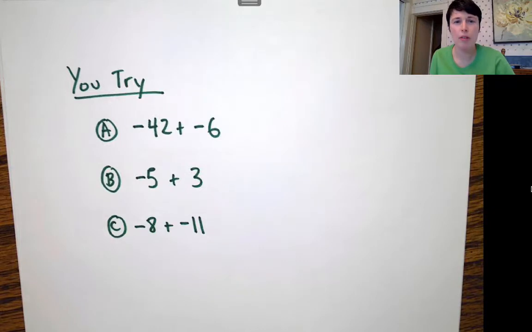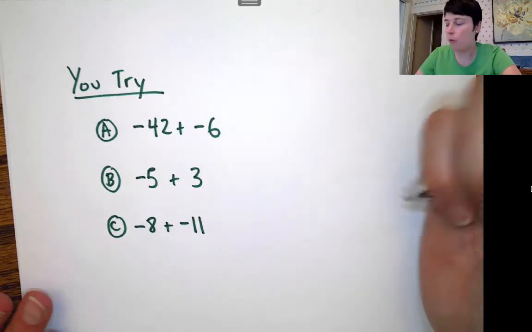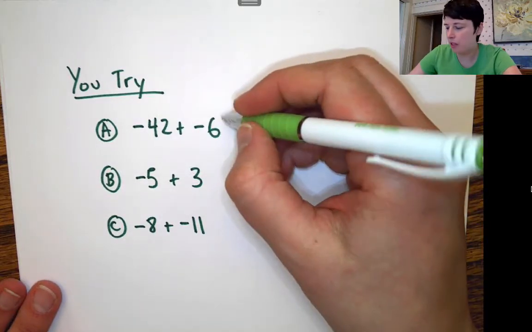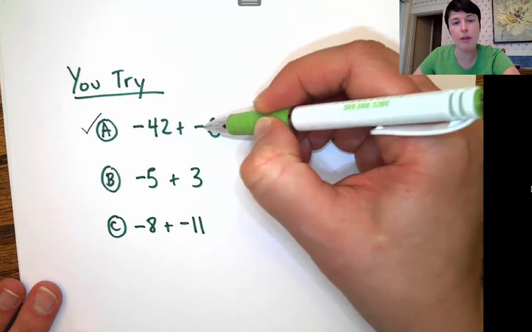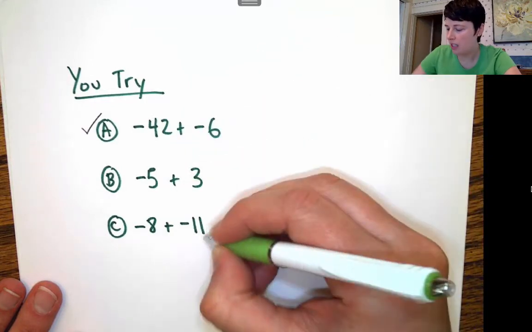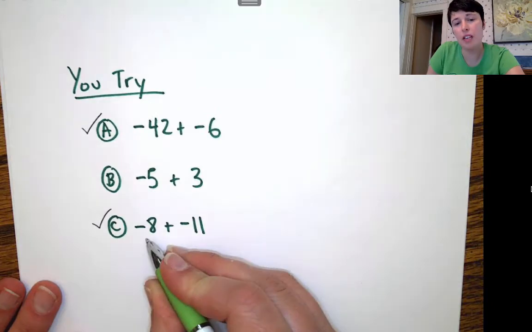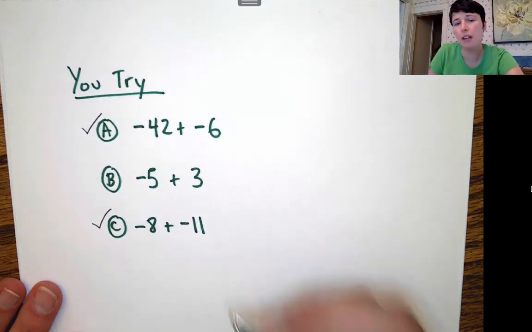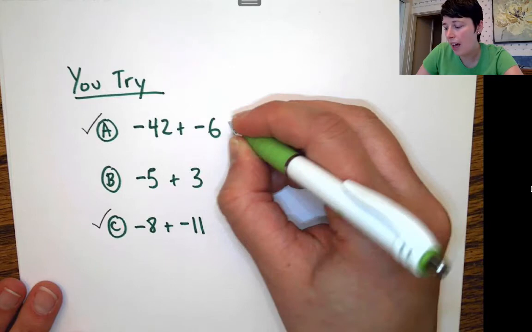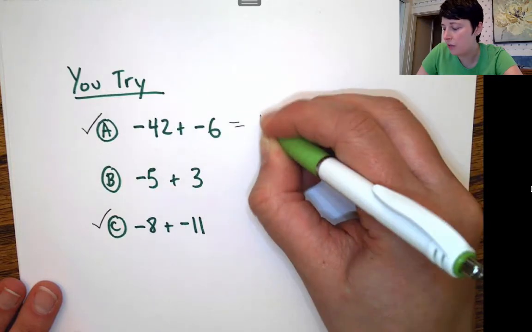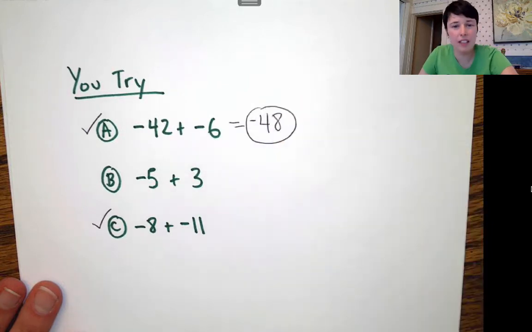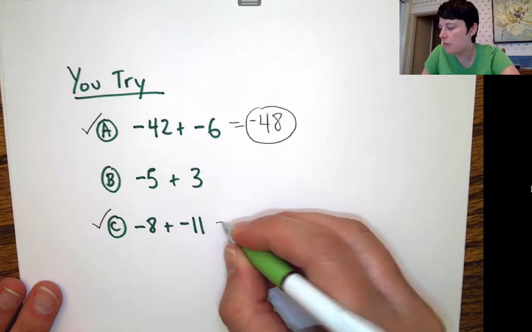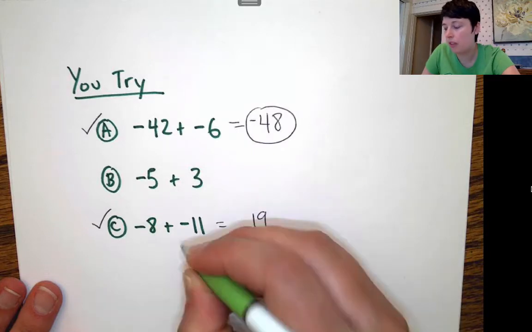Okay, so I'm hoping you tried all of them, and you're unpausing the video and you want to see if you got them right. Well, first off, when I look at these problems, A looks like what we're practicing in the video. Same signs, they're both negative numbers. So does C, same signs, they're both negative numbers. So the rule is same signs, add and keep. We're going to add 42 plus 6, that is 48. But we're going to keep them negative because they're all negatives. Down here, we're going to add 8 plus 11. That's 19, but they're all negative.